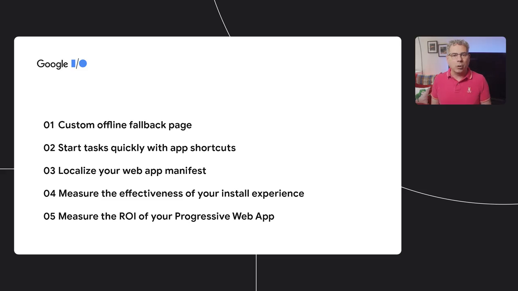Users have high expectations for the apps that are installed on their phone or computer, and progressive web apps make it possible for you to deliver on those high expectations. I'm Pete LePage, a developer advocate on the Chrome team. I want to show you a few tips and techniques that you can use to ensure that you can deliver on those high expectations, and how you can use analytics to prove the investments that you made are paying off.